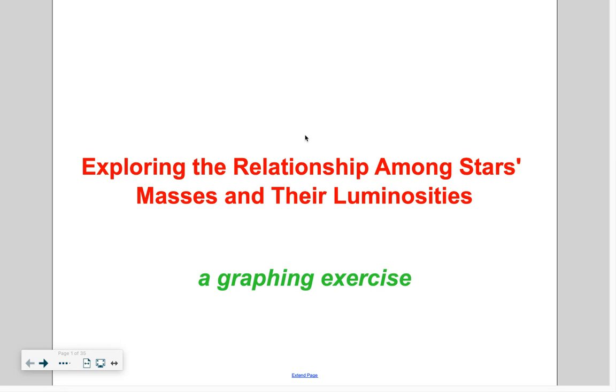So if you look at the title here, it's pretty clear we're going to be looking at a relationship that astronomers discovered over 100 years ago after collecting a lot of data on stars that were relatively close by. Astronomers started to realize there was a relationship between the mass of a star and its luminosity. Don't worry, we will go over these terms and you'll be a pro by the end.